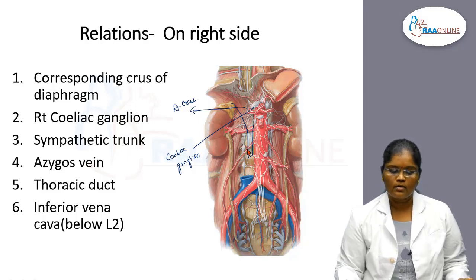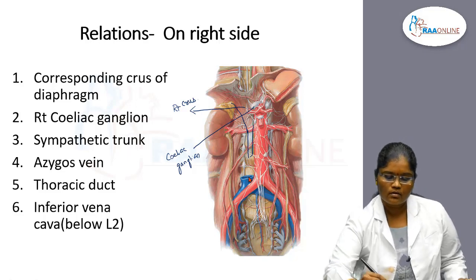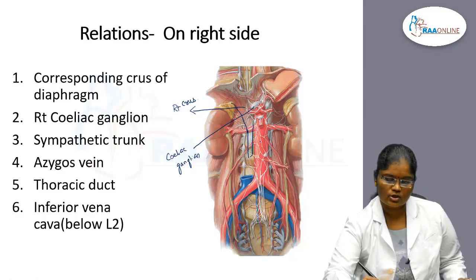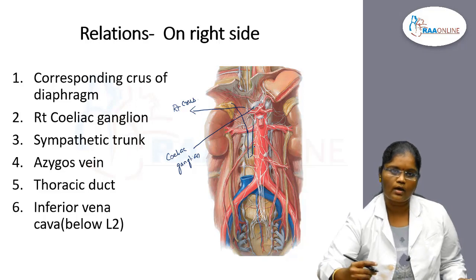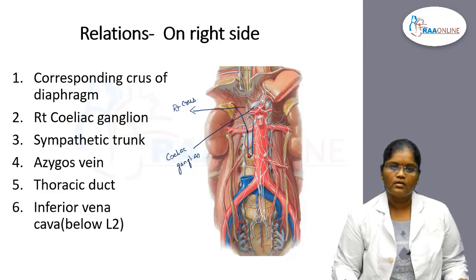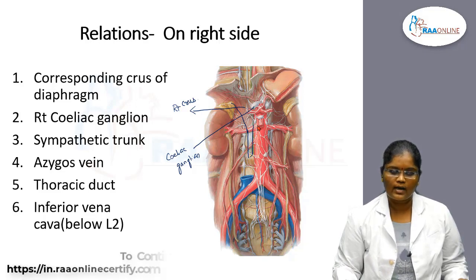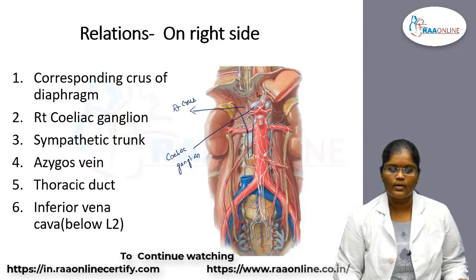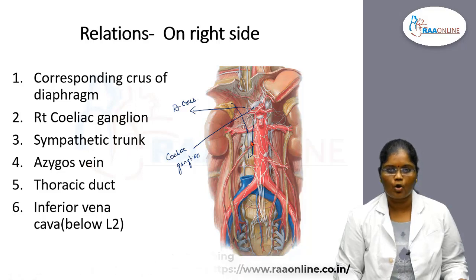The azygos vein is not shown in this diagram, and then the inferior vena cava, below the level of the L2 vertebra. You can see a green color structure closer to the abdominal aorta, which is the thoracic duct, crossing the abdominal aorta, and it passes through the median arcuate ligament to enter the thorax. Here you can see the green color structure. This is the thoracic duct. So those structures are related to the right side of the abdominal aorta.